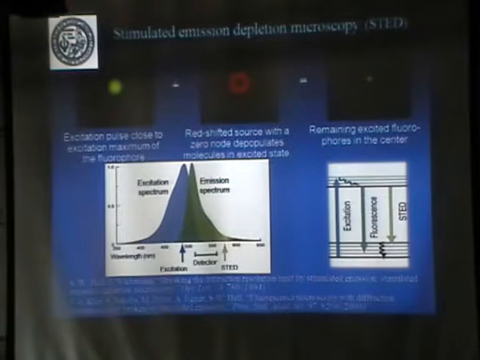Okay, so the idea is to use two beams, one in green and one more in the red, and essentially the sum gives you the difference. Okay, and how does it work? So this illuminates the same. We're talking about a fluorescence image.